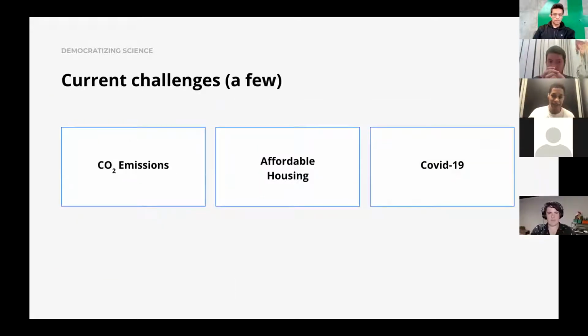Oh, there's a few of the challenges. Didn't want to list too many because there's definitely a lot of problems in the world that I think could be solved by science, and specifically, biology, biochemistry.